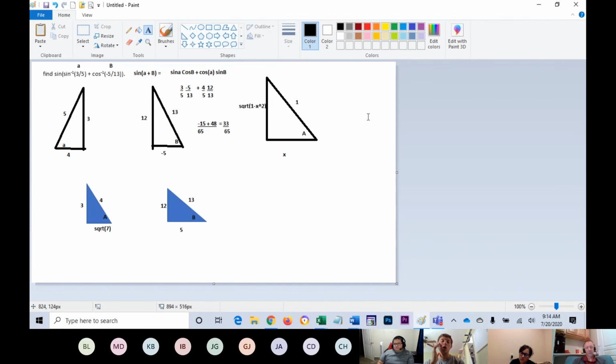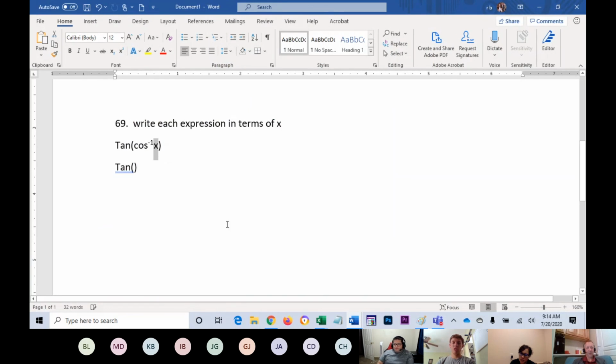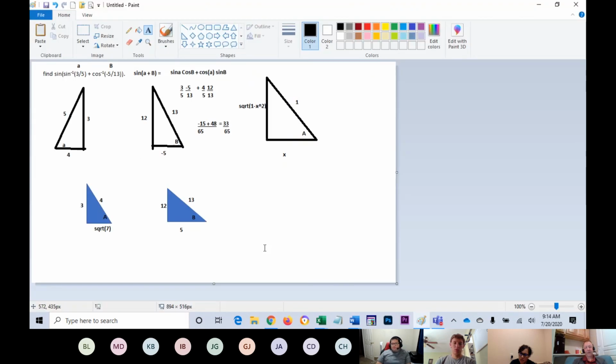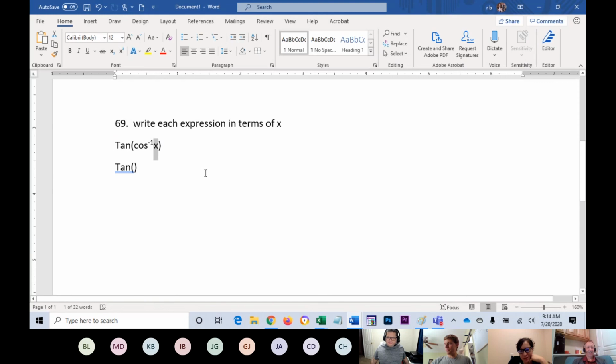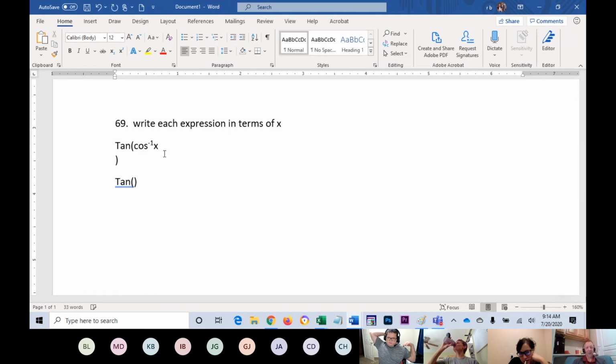Why is the hypotenuse 1? Because anything over 1 equals itself. Remember, cosine is adjacent over hypotenuse. We just got the cosine of x, so x can just be x over 1. Does that make sense? Nicole, it doesn't make sense? Is the hypotenuse always 1 when you're solving for x? Remember that cosine is adjacent over the hypotenuse. Well, this is your adjacent, so it's implied to be over 1. Oh, okay, got you now. Thanks. No problem.